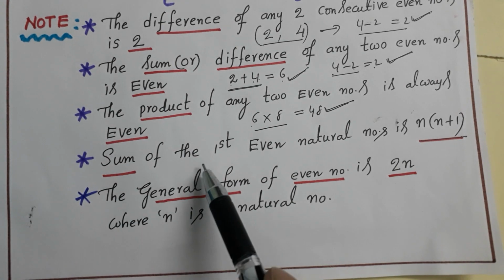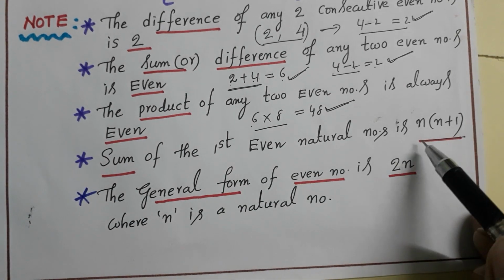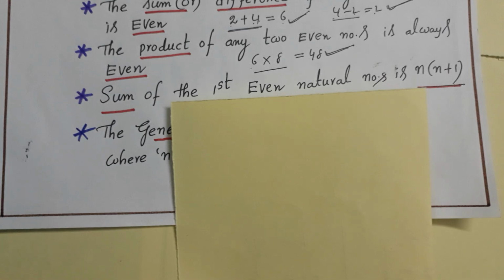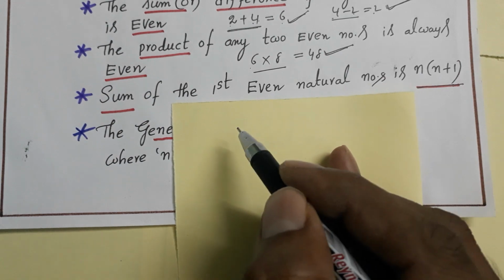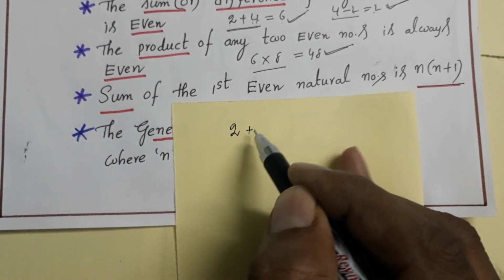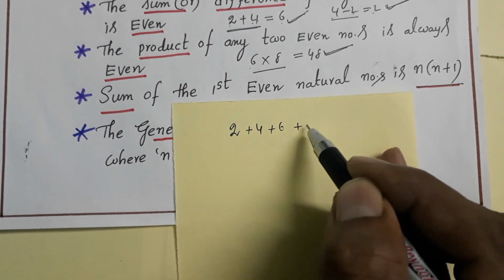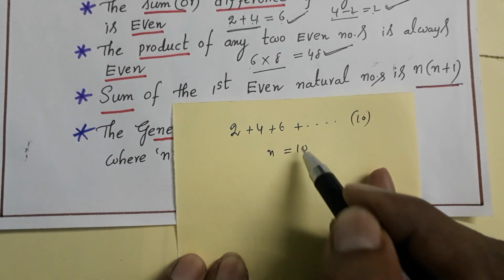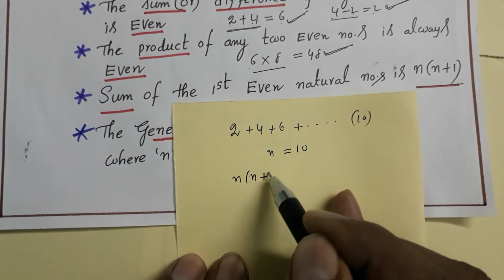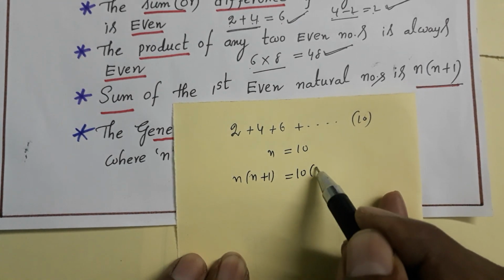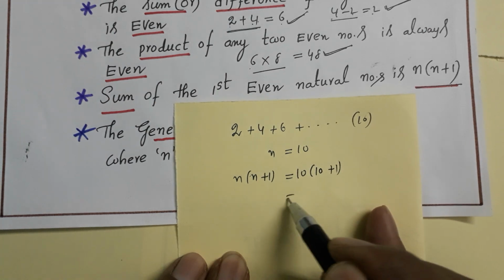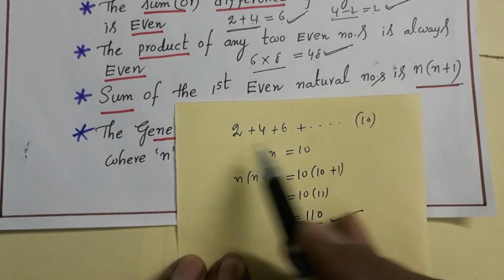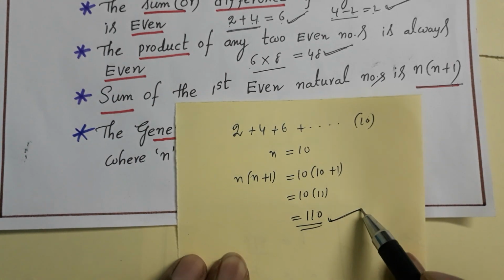Next, the sum of the first n even natural numbers is n into n plus 1. Let me explain this with one example. For example, children, I just want to find the sum of the first 10 even natural numbers. So here n is equal to 10. The formula is n into n plus 1, that is 10 into 10 plus 1, which equals 10 into 11, that is equal to 110. So the sum of the first 10 even natural numbers is 110.